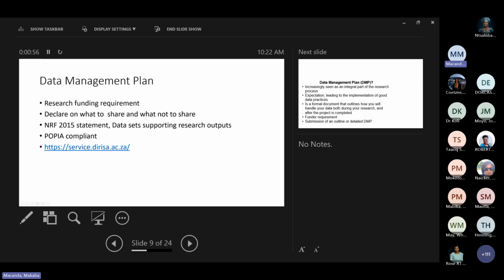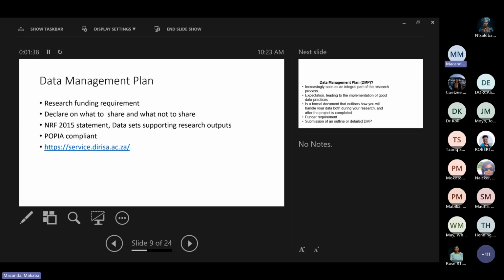This is the link to access the South African data management plan. It is available on this site. DIRISA, which Dr. Sokti mentioned, stands for Data Intensive Research Initiatives of South Africa. They are responsible for data management plans, for data and for data storage. It's an institute based at the CSIR. They were contracted by NRF to develop a data management plan. So we have data management plans for different universities.